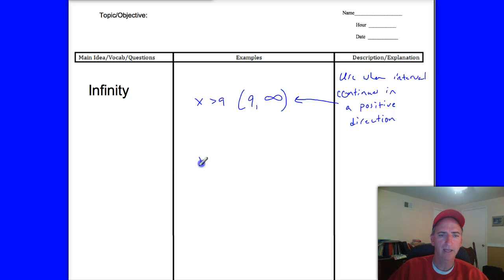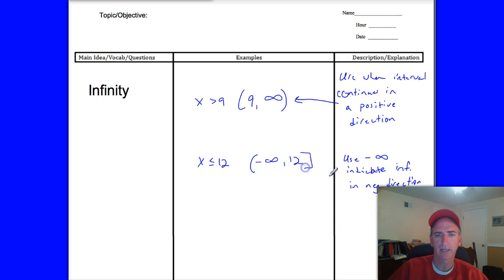If you have something like x is less than or equal to 12, you would use negative infinity to indicate infinity in a negative direction. I can't write very well tonight, apparently. Okay, and that would look like you would have parenthesis negative infinity, comma 12 bracket. Okay, do a dotted line there, and I'm going to stop the tape and pick up in just a minute for part 2.